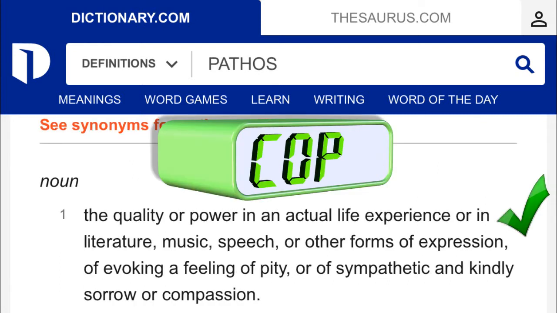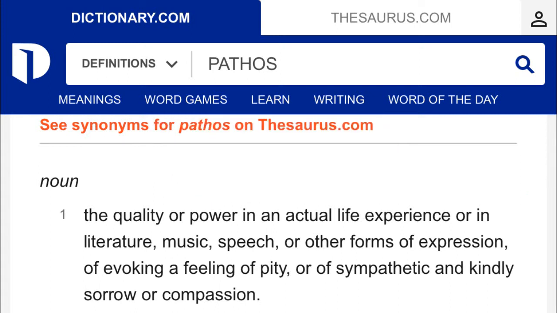But it is very important to understand that the other 2 rhetorical devices or types of appeals are effective when trying to persuade someone. Pathos is effective when trying to appeal to someone's emotional side.